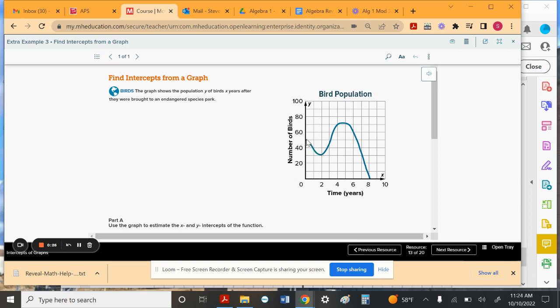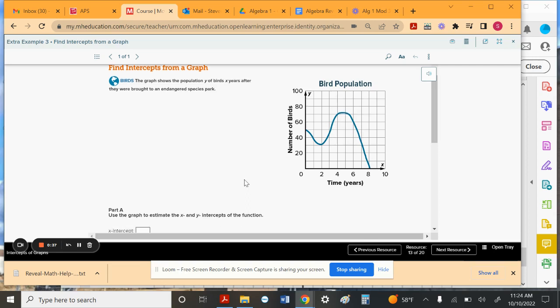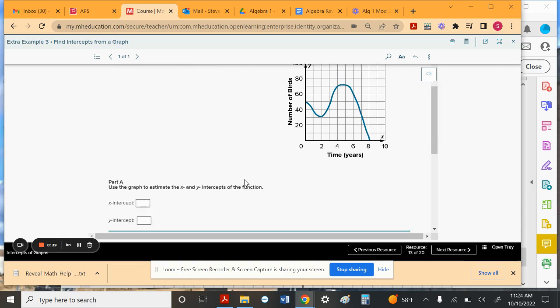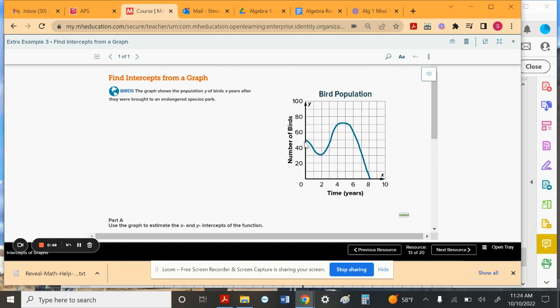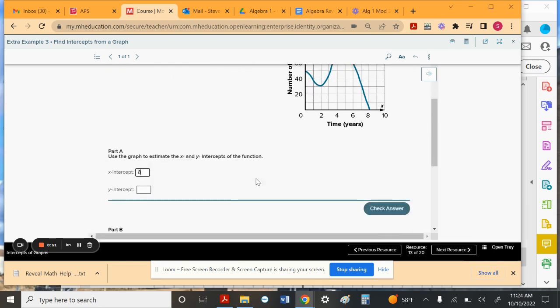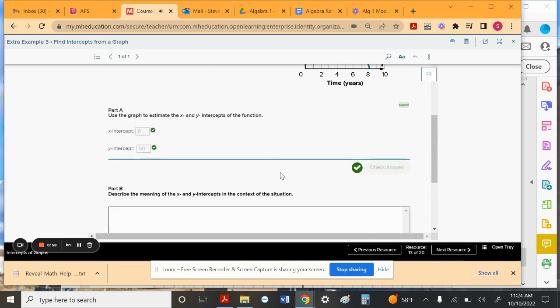Notice when we first started, the bird population for this endangered species went down, it went up, peaked, then it went all the way down. So notice that the number of birds fell all the way down to 0. So when we're using the graph, the x-intercept looks like it's around 8 years. So I'm guessing it's around 8 years. And then the number of birds is around 50 when we start. That is the y-intercept. So that would be 50. That's what we're looking at for those values.